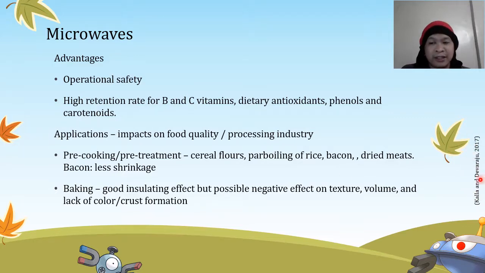I'll leave the reference na to na easily Googleable naman through ResearchGate. Okay. Ilang applications na na-determine nila. Okay. Microwave as pre-treatment or pre-cooking for the following: cereal flours, parboiling of rice, bacon, and dried meats. And for those who love bacon, one thing they found out is that there's less shrinkage in your bacon.